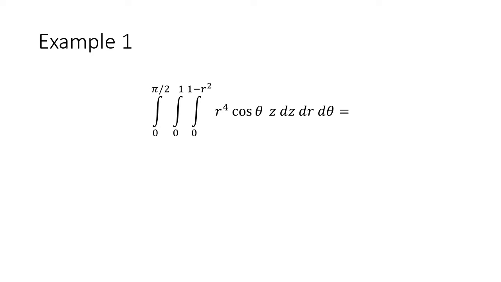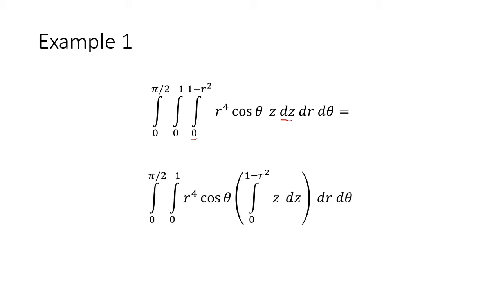So again, like I said, I have r to the fourth, cosine theta, z, then my dz, dr, d theta, and then my bounds. My bounds have to match up. So my first bounds are for z. Those are the interior ones, right? That's going to be the first of my iterated integrals, where I'm evaluating z from 0 to 1 minus r squared. So again, I can factor everything out that's not a z, and all that really leaves me with now for my integrand is a z.